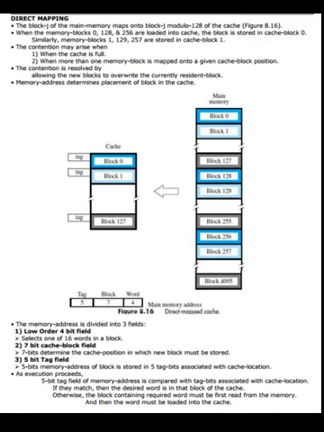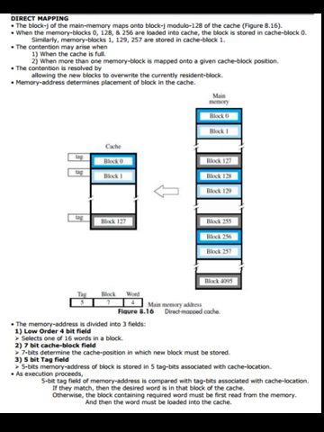The memory address is divided into three fields. Low order 4-bit field selects one of the 16 words in a block. 7-bit cache block field determines the cache position in which a new block must be stored. 5-bit tag field: the 5-bit memory address of the block is stored in 5 tag bits associated with the cache location.